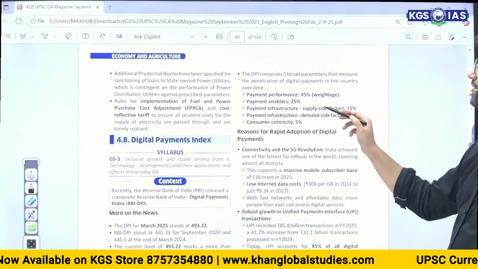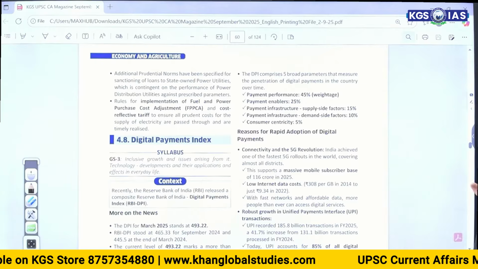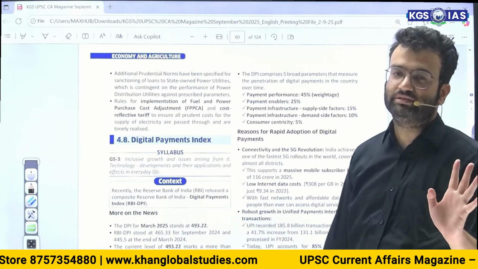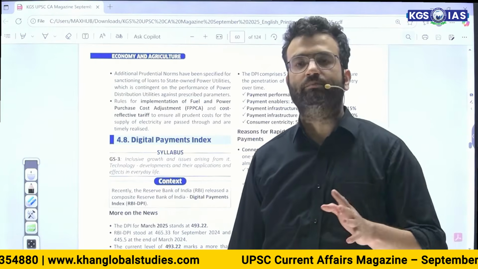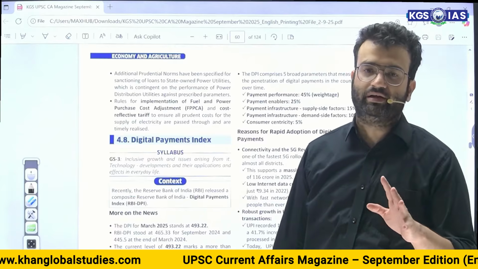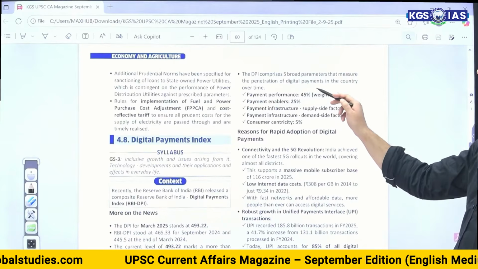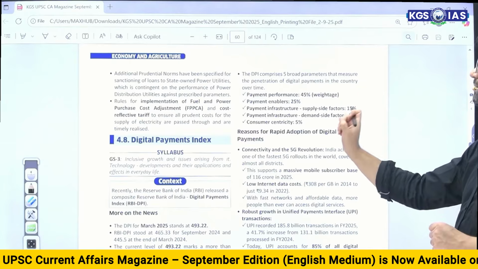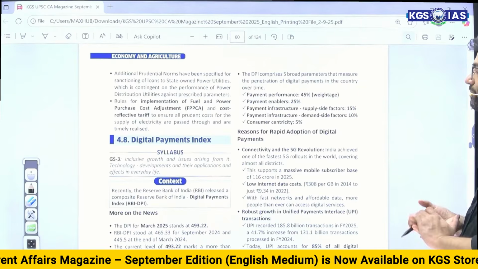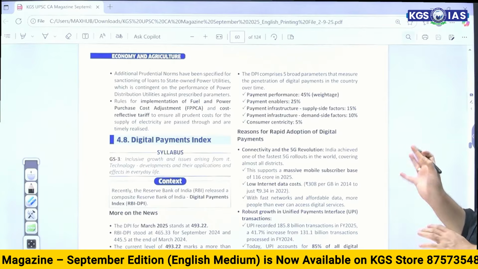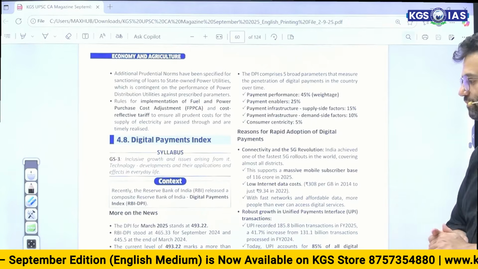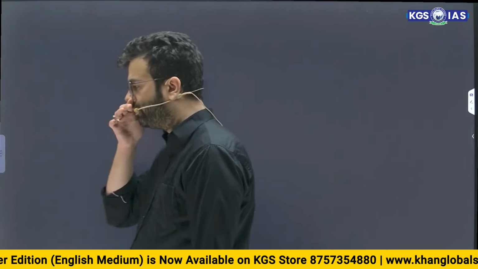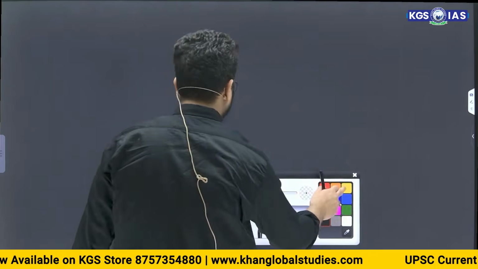These 5 broad parameters are payment performance, which has the highest percentage weight, and this may be asked in the prelims exam, like which of the following are the broad parameters under the digital payment index. So they are the 5 ones: payment performance having the highest percentage weight, then payment enabler having 25%, payment infrastructure supply side factor 15%, payment infrastructure demand side factor 10%, and consumer centricity 5%. I will explain in brief what these 5 parameters are, because they are the most important components under this digital payment index. So let's discuss these 5 parameters in detail.